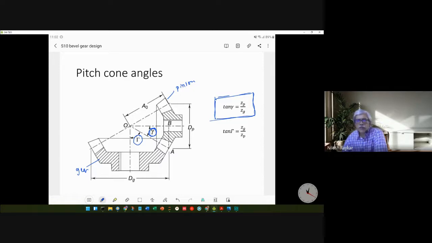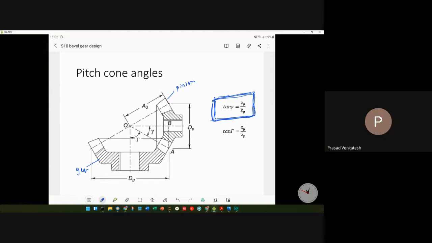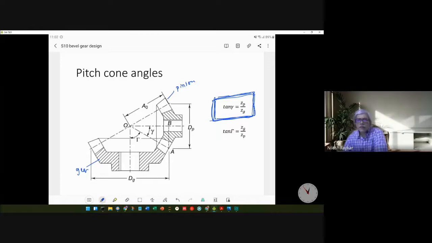So tan gamma is a geometric expression, and on the right hand side we have number of teeth. So how are they related? I'll rub off the markings so that you can see the figure clearly. So my question is, how do we derive this equation, tan gamma equal to Zp divided by Zg? Okay, Vikas, can you tell?